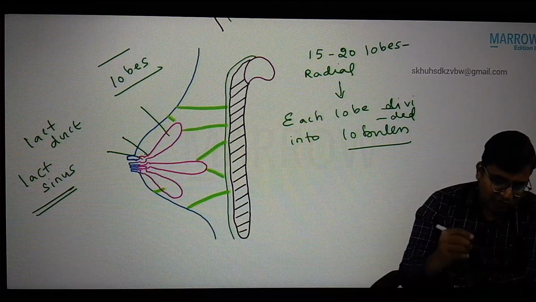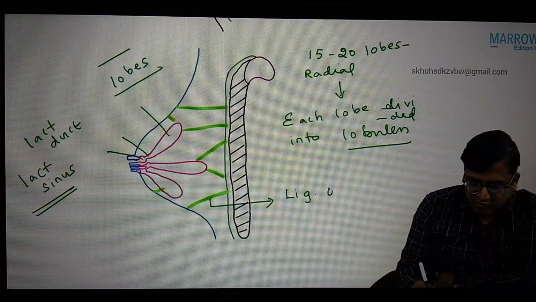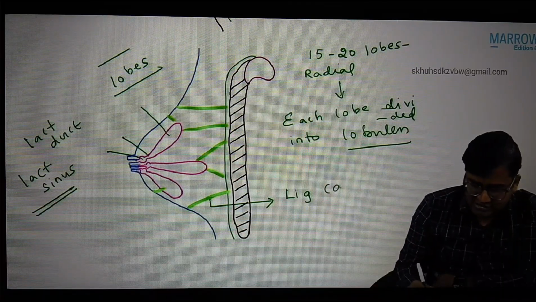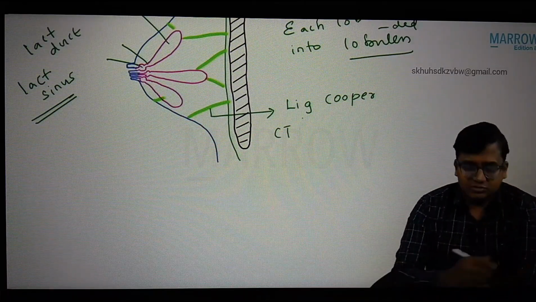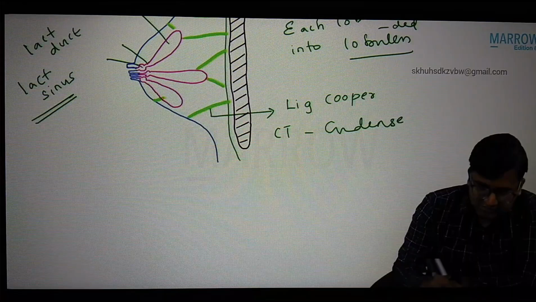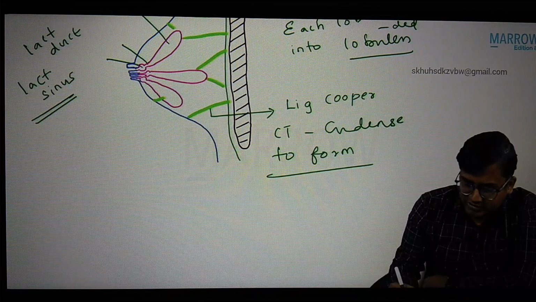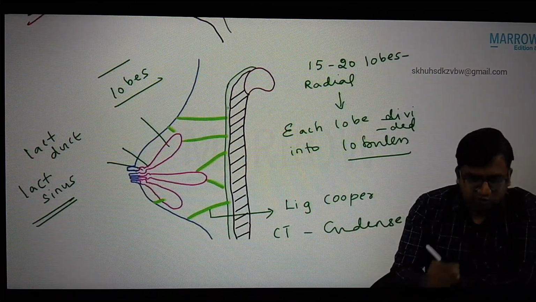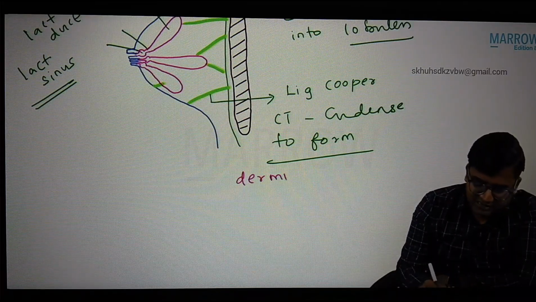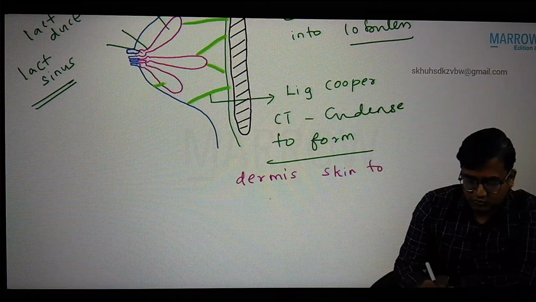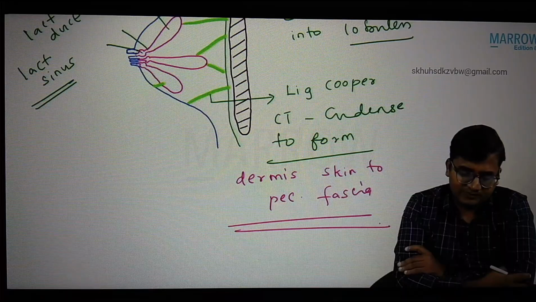Now, we also see the ligament here. That ligament is called the ligament of Cooper. The ligament of Cooper is a connective tissue which condenses to form a ligament. The ligament of Cooper extends from the dermis of the skin to the pectoral fascia. That is about the ligament of Cooper.